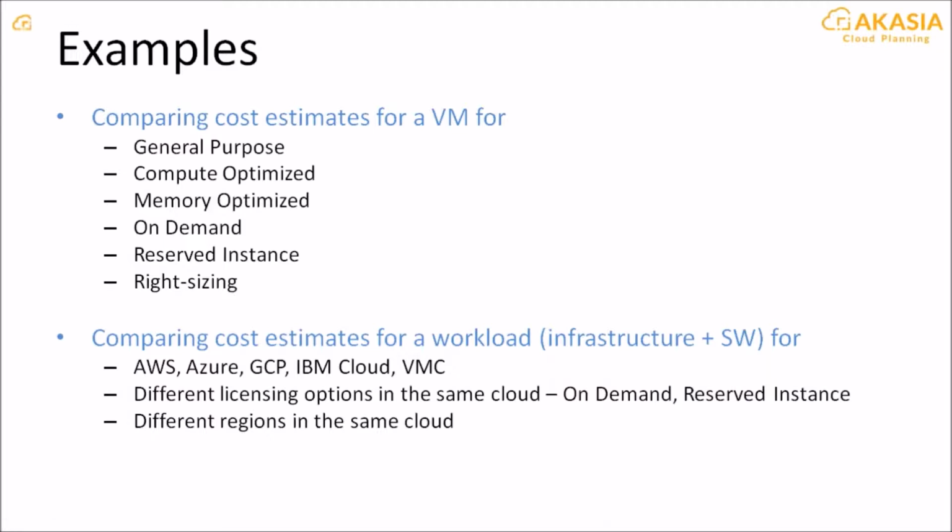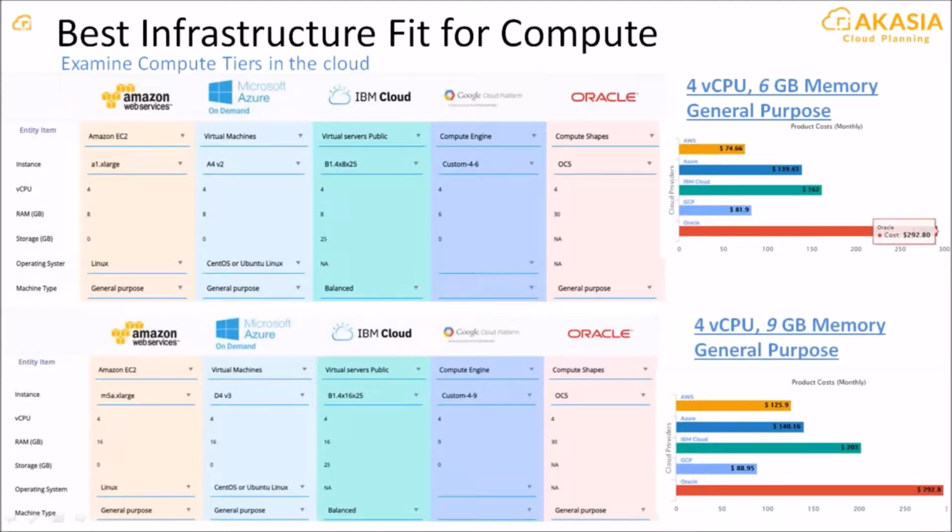And then the next thing we'll do after that is compare cost estimates for a workload. And a workload is typically what you will be moving to the cloud. And a workload consists of the infrastructure plus software. And we will compare the cost for a workload for all these different cloud options: AWS, Azure, Google, IBM Cloud, VMC, and different licensing options and different regions in the same cloud.